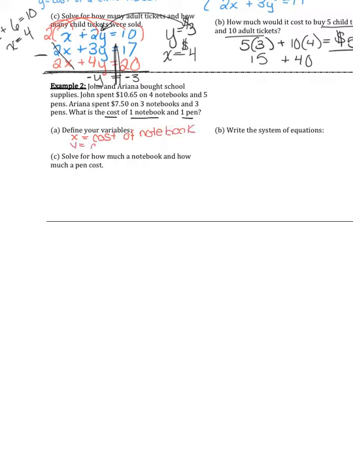And then we'll say y is the cost of a pen. And so now we can go ahead and write our system, and basically it's just two different scenarios. So we'll talk about John's first. He bought 4 notebooks and 5 pens for a total of $10.65. Whereas Ariana bought 3 notebooks and 3 pens for a total of $7.50. And so that would be my system.